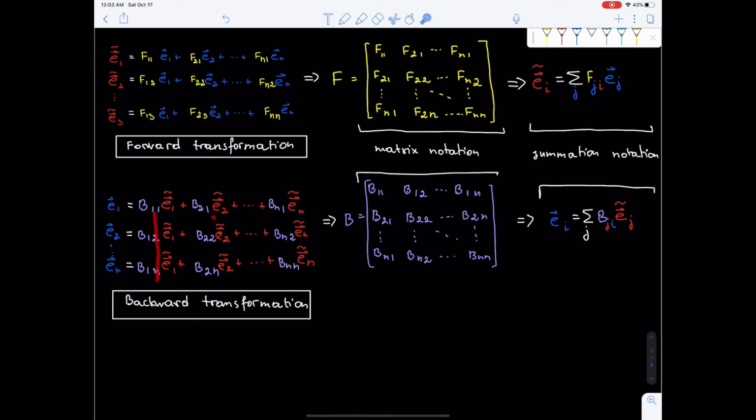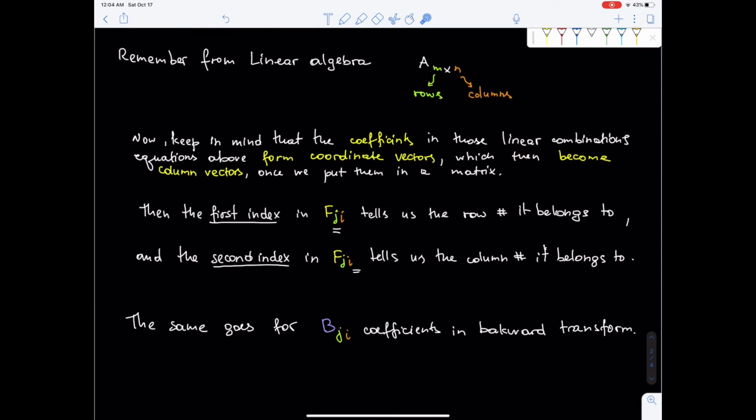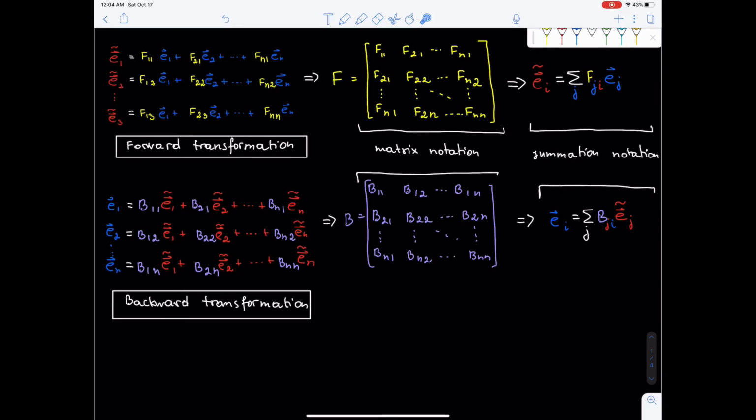If you notice, these purple vectors become column vectors here. And the same goes for these. That's one major point which actually helped me to understand the whole indices situation. When we look at the indices of the coefficients, the J here stands for the rows and I stands for the columns. And the same goes for the B coefficients in the backward transform.